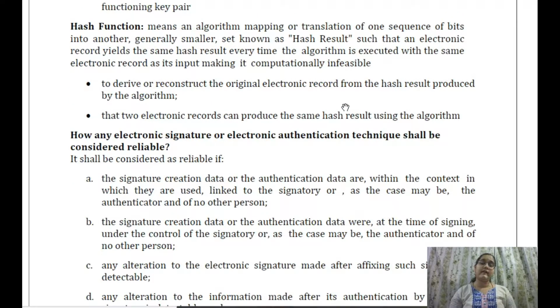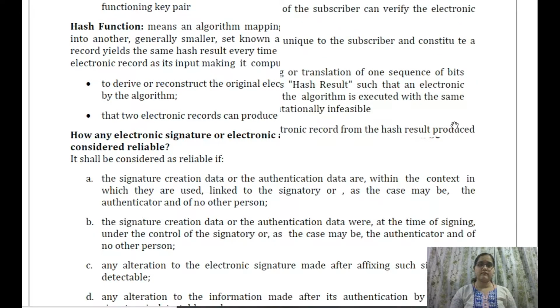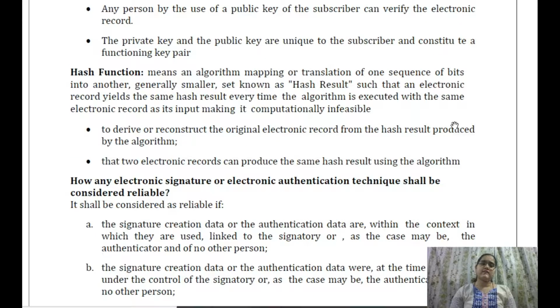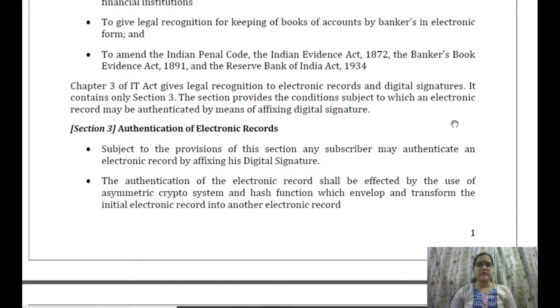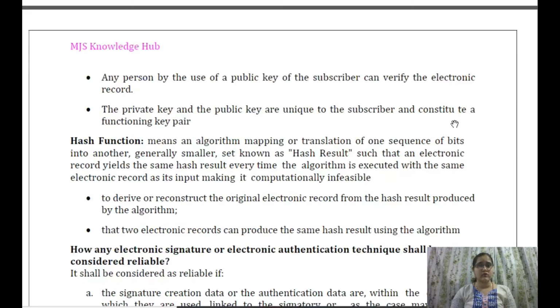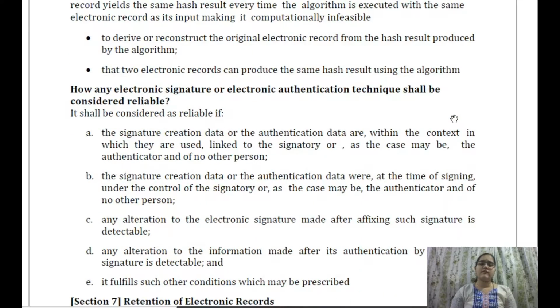Now let us see how any electronic signature or electronic authentication technique can be considered reliable. So friends, we have just understood what is meant by hash function and what is meant by authentication of electronic records. But the question comes: how can we say that this authentication which uses the signature is reliable? Because you are signing or giving authentication or validation to a document electronically, how can we say that the signature is reliable?